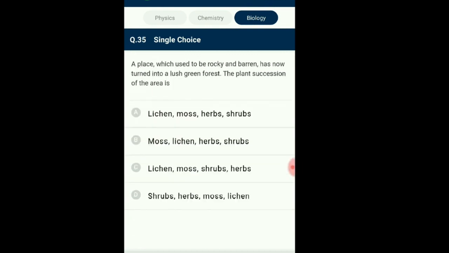Question number 35. A place which used to be rocky and barren has now turned into a lush green forest. The planned succession of an area is. The rocky and barren place is deficient in water and lacks any organic matter, having only minerals in a disintegrated or weathered state. The pioneer colonizers are primitive crustose type of lichens. Crustose lichens are followed by foliose lichens, moss, herbs, shrubs, finally trees. So the answer for this question is option A. Lichens are followed by mosses, then herbs, and then shrubs.